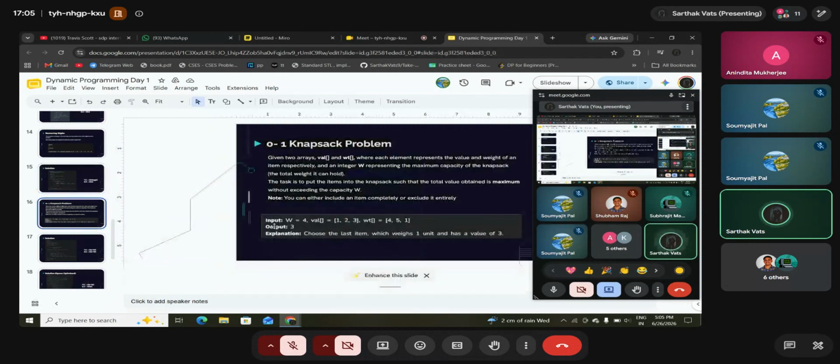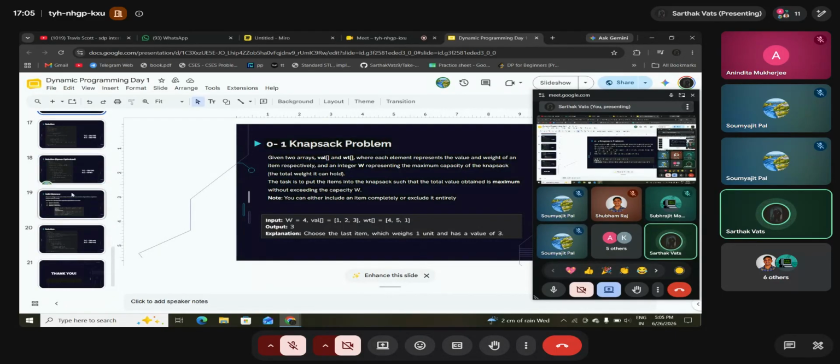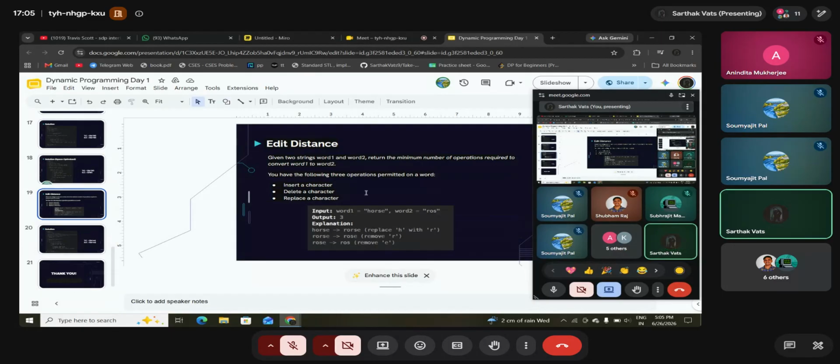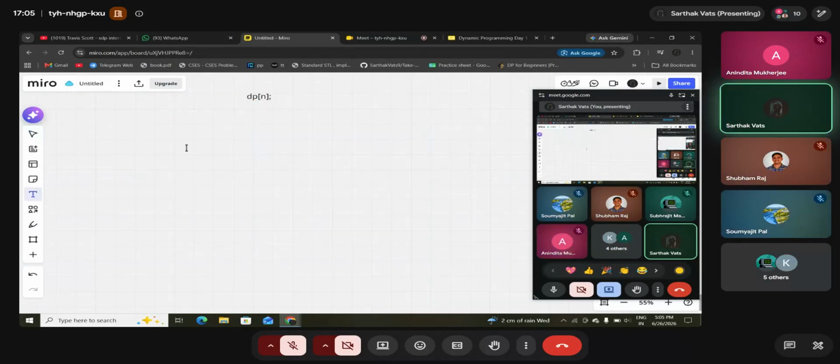Now, let's move to the next one. This 0/1 knapsack is a very standard problem. Let's see this 0/1 knapsack after solving edit distance. Okay, let's move on.